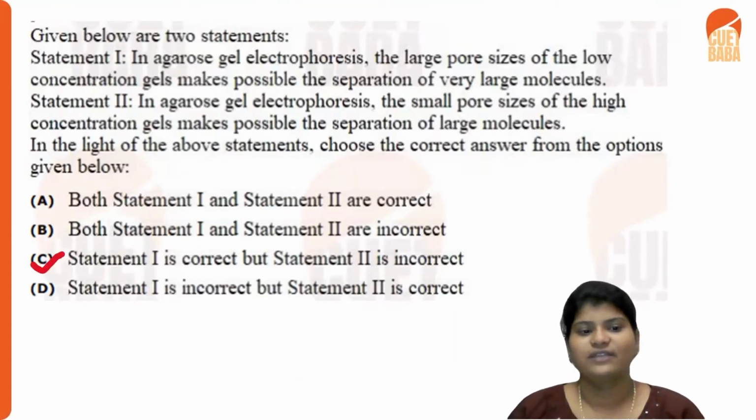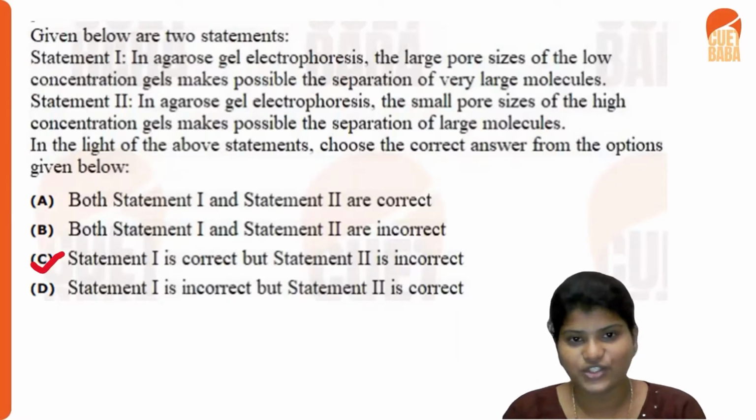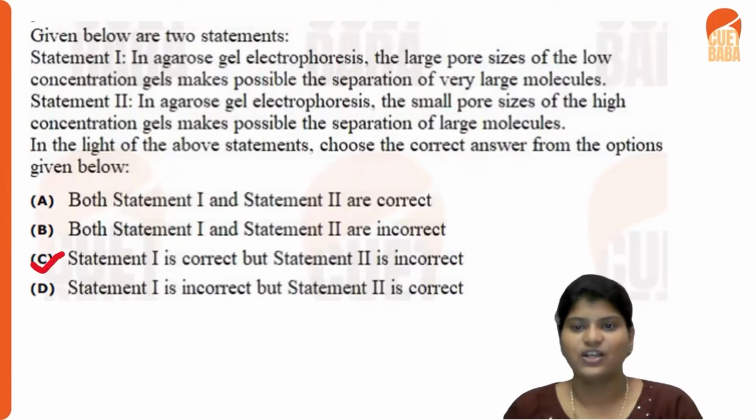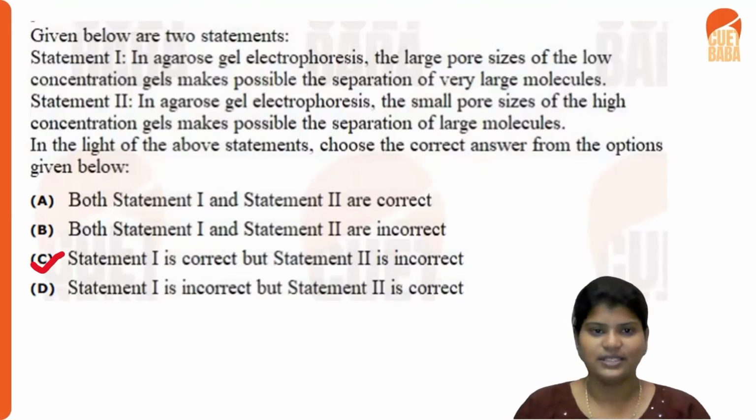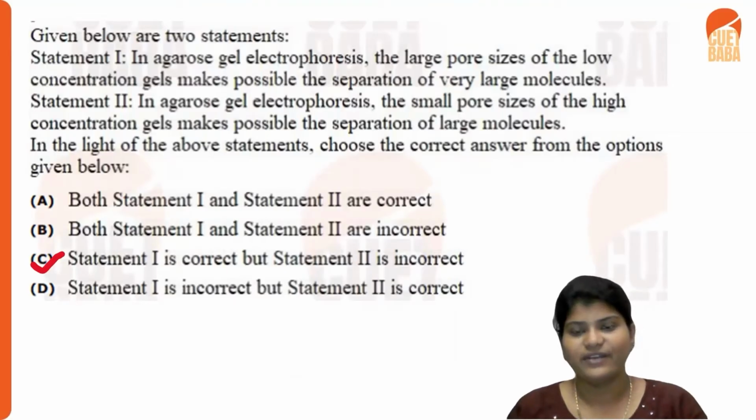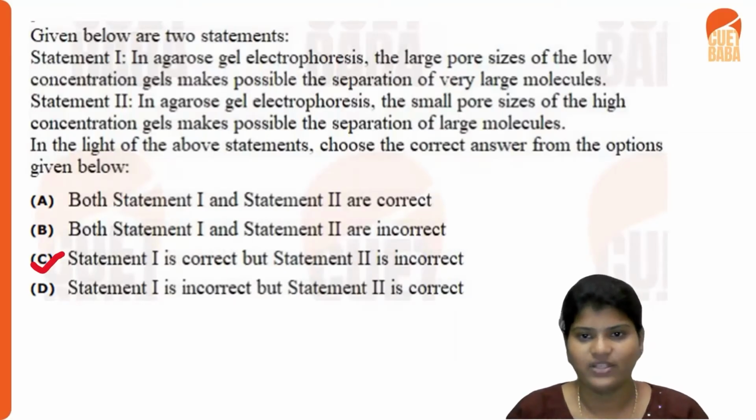So in the first statement, they have given that the large pore size of a low concentration gel will be separating large molecules. It's correct. Okay, so when we are putting a low concentration of gel, what happened? The pore size will be large so that the large molecules can be separated, while the small fragments run further. This statement is actually correct.